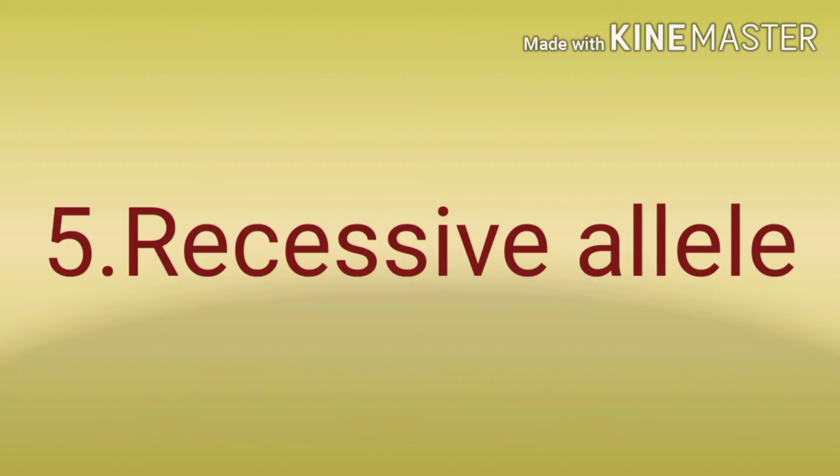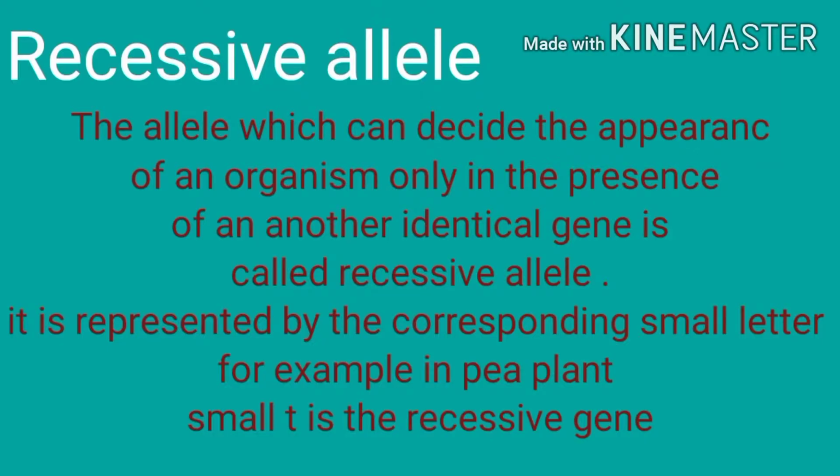Let us see this term, recessive allele. Let us define recessive allele. The allele which can decide the appearance of an individual only in the presence of another identical gene is called a recessive allele. It is represented by the corresponding small letter. For example, in the pea plant, we have seen small t is the recessive gene.